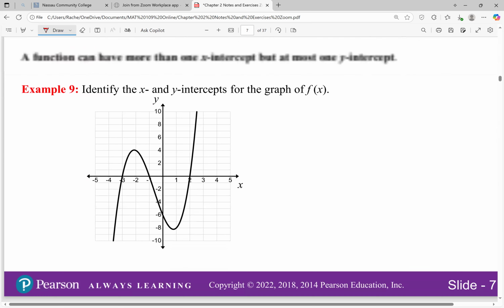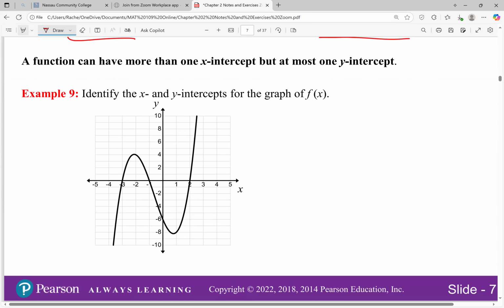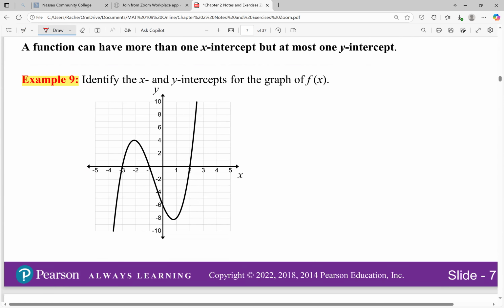So let's just practice identifying. Look at example 9, and let's identify the x and y intercepts. Let's do the x-intercepts first. Go across the x-axis, and wherever the graph intersects the x-axis, that's an x-intercept. So the leftmost point is the point -3, 0.